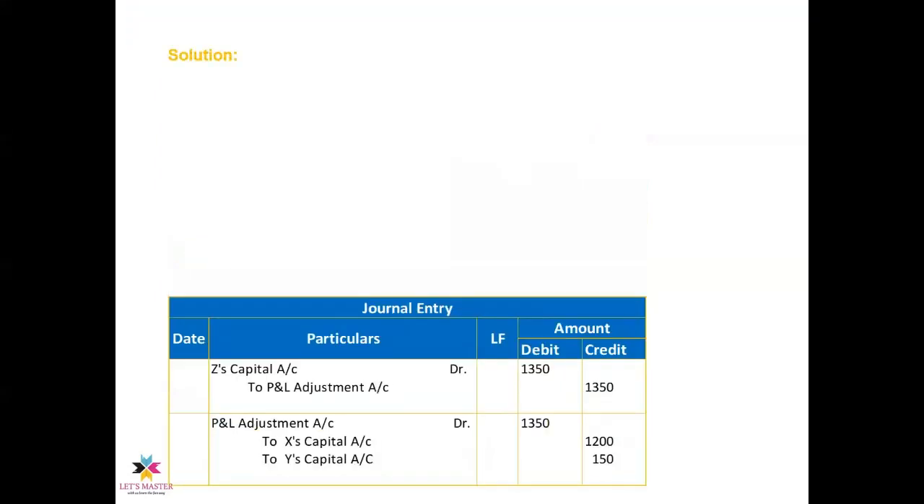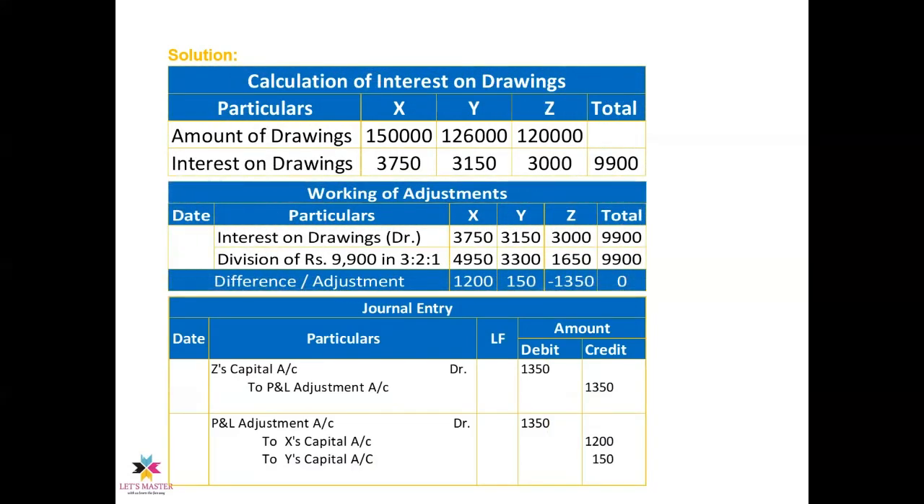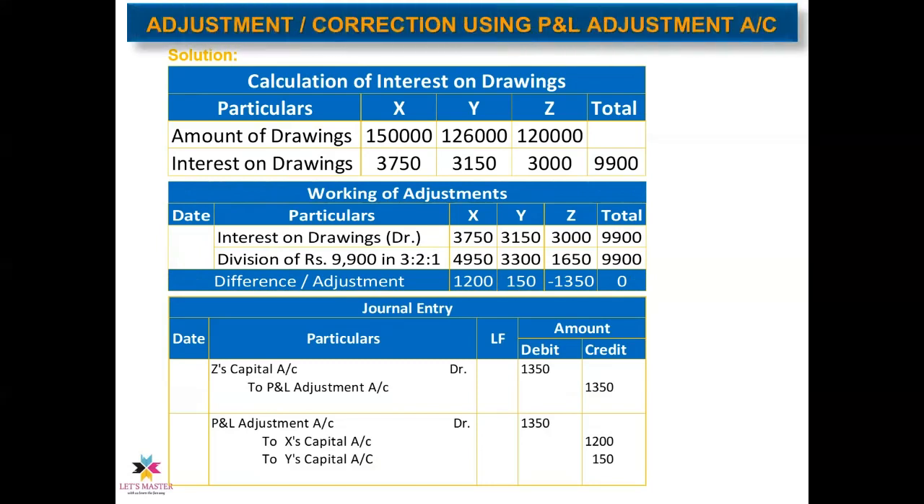Now, the third solution that we have for this correcting entry is using the profit and loss adjustment account. So here, first of all, we will debit Z's capital account and credit the profit and loss adjustment account. That means the excess amount that we have paid to Z, we will bring it back to the profit and loss adjustment account. As we have paid 1,350 extra to Z, that is the reason we have debited Z's capital account and credited the profit and loss adjustment account.